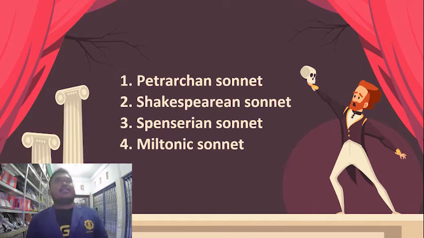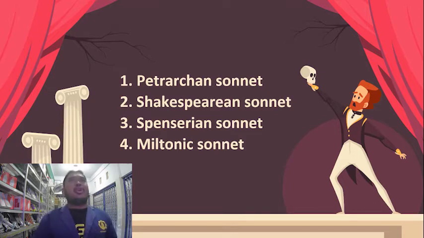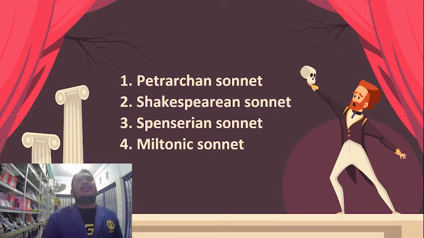Okay, the next: the difference between the Shakespearean sonnet and the Spenserian sonnet. The English poet Edmund Spenser lived during the age of Shakespeare. In fact, he died earlier than the bard, and provided his own variation on the popular sonnet form of the day.